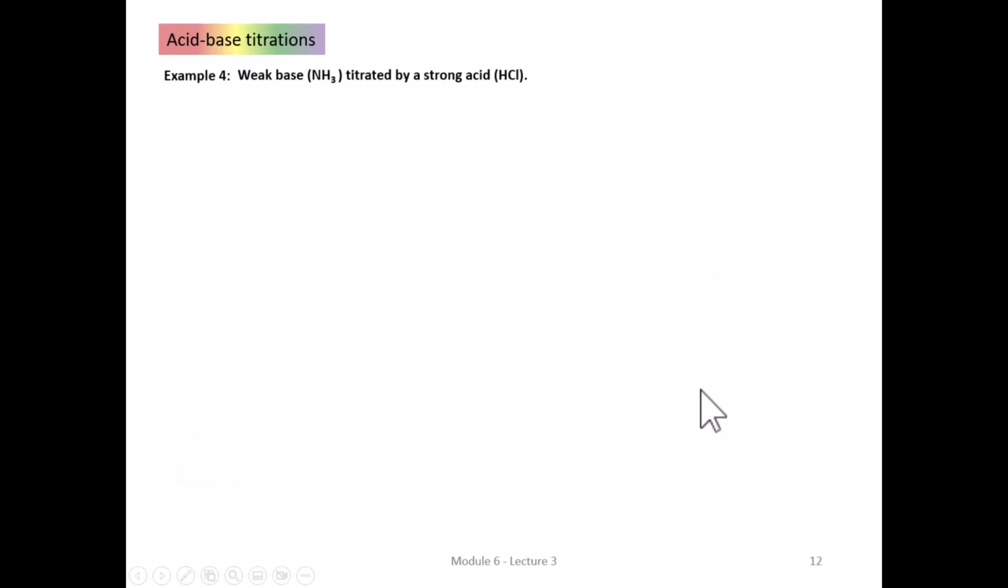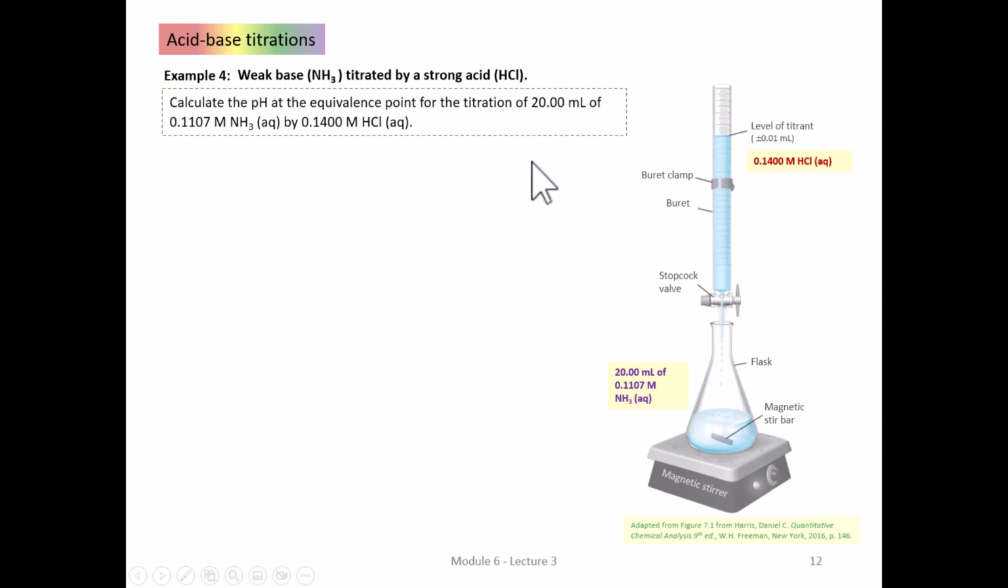For our fourth and final example, let's look at a weak base, in this situation ammonia, titrated by a strong acid, in this case hydrochloric acid. So let's look at the scenario. The question asks us to calculate the pH at the equivalence point for the titration of 20 milliliters of 0.1107 molar aqueous ammonia, that's in the flask here, by 0.1400 molar hydrochloric acid in the burette.